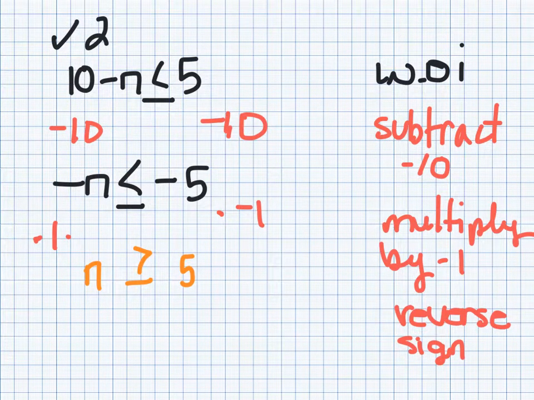So this is checkpoint 2. Our original inequality is 10 minus n is less than or equal to 5. We're going to subtract 10 from both sides. That leaves us with negative n is less than or equal to negative 5. We're going to multiply both sides by negative 1 to get rid of the negative before the n. And we do the same over here. That leaves us with n, and then we reverse the sign, greater than or equal to 5.